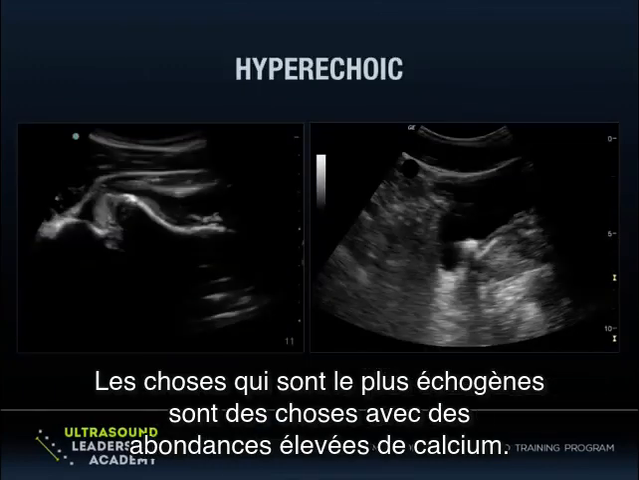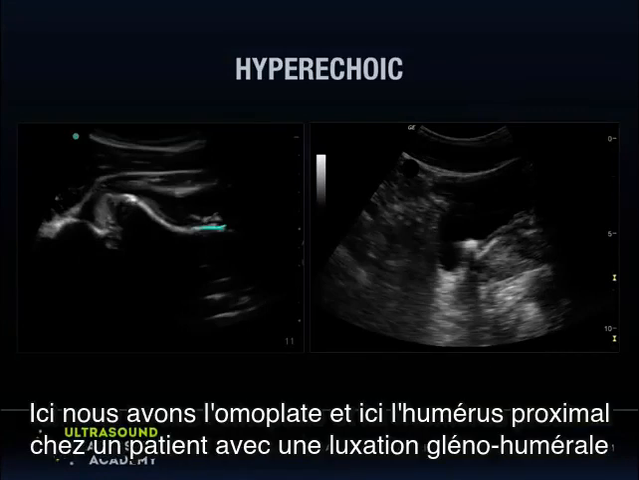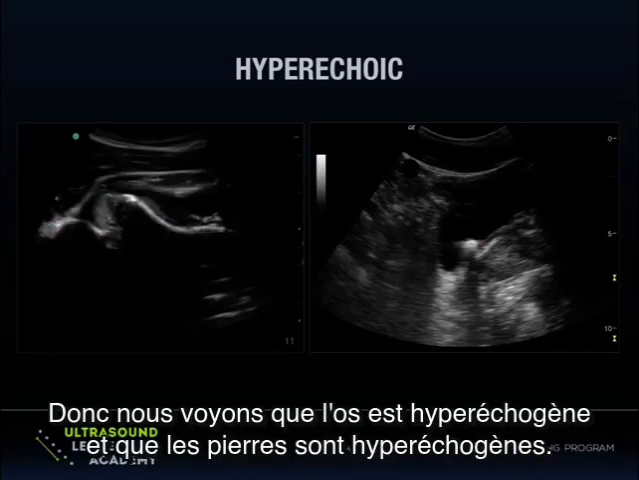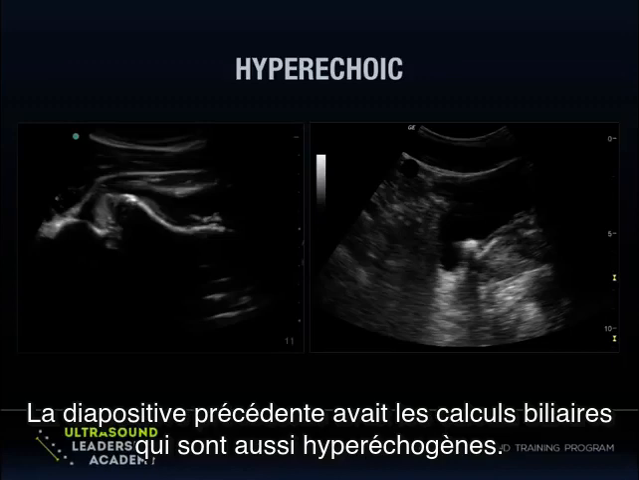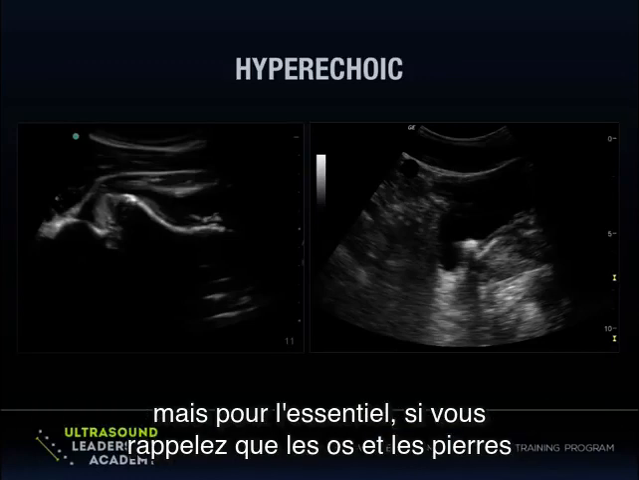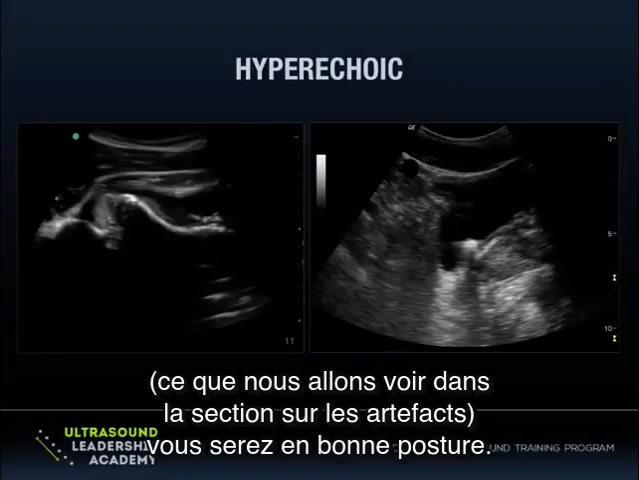So in the body, the things that are most commonly echogenic are things with high calcium scores. So here we have the scapula, and down here the proximal humerus in a patient with a glenohumeral dislocation. And over here we have a ureterovesicular junction ureteral calculus. So we're looking at bone being echogenic and stones being echogenic. The prior slide had gallstones, also echogenic. Tendons can have high echogenicity. Other structures will as well, but for the most part, if you remember that bones and stones are typically bright and shadow deep to them, which we'll cover in the artifact section, you'll be in pretty good shape.